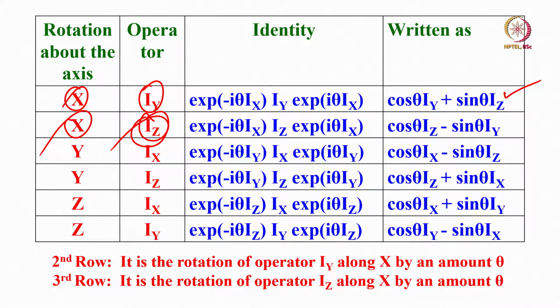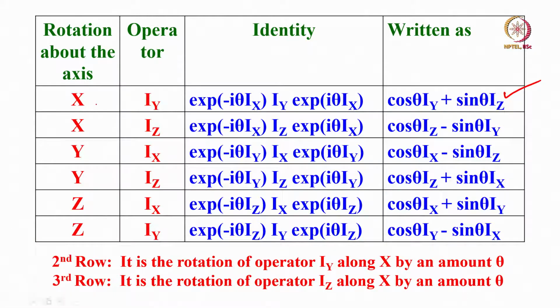No problem. You can take Ix. Ix is an operator that can rotate about y axis. Iz is an operator that can rotate about y axis. Similarly, Ix and Iy operators can rotate about z axis. There are various combinations you can think of. For all these things, identities are very well known. For example, I will take the first one.